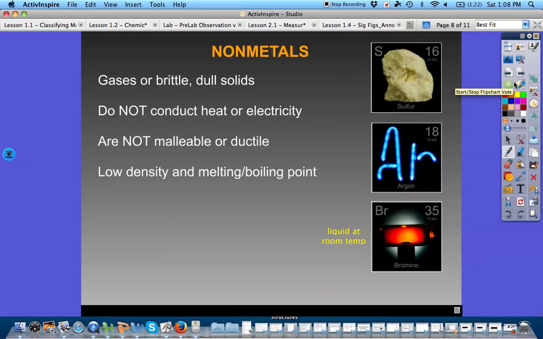Nonmetals are gases or brittle, dull solids. So if they're solid, they're going to be easy to break apart, and they're not going to be shiny or glossy like the metals. Nonmetals do not conduct heat or electricity, and they are not malleable or ductile. Nonmetals also have a low density and melting point or boiling point, with the exception of bromine. Bromine is liquid at room temperature.